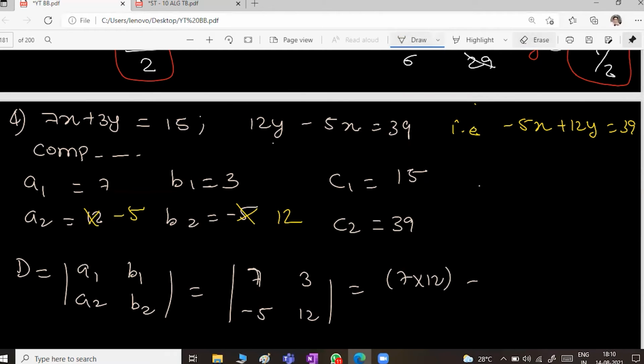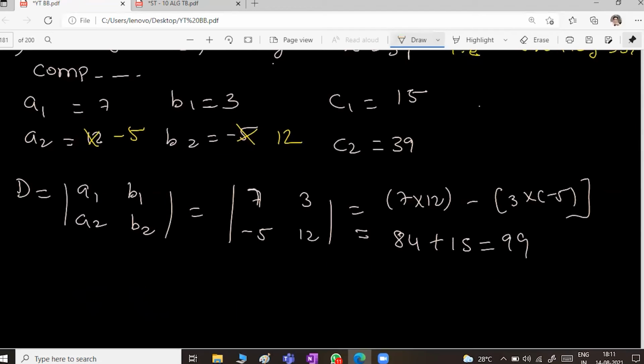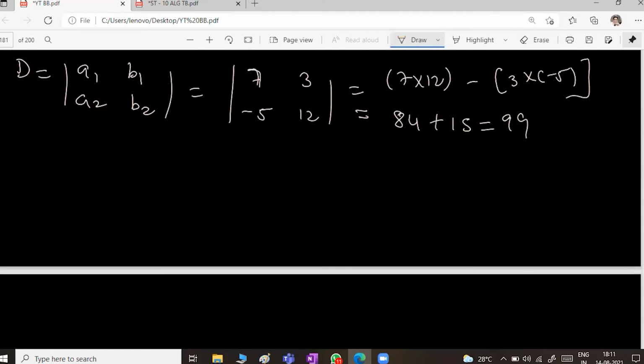Okay, so here you are going to get 7 into 12 minus 3 into, give me a moment, minus 3 into minus 5. 7 into 12 is 84, minus of minus 15 is plus 15, which is equal to 99. D का value 99 आ गया. I guess we are falling short of pages.